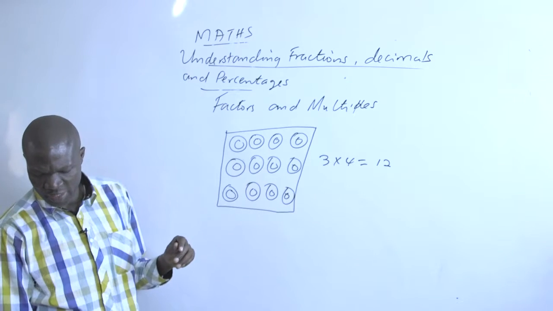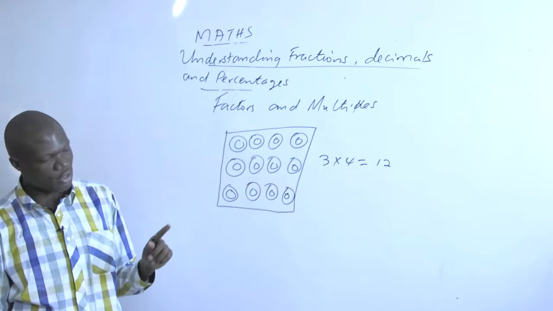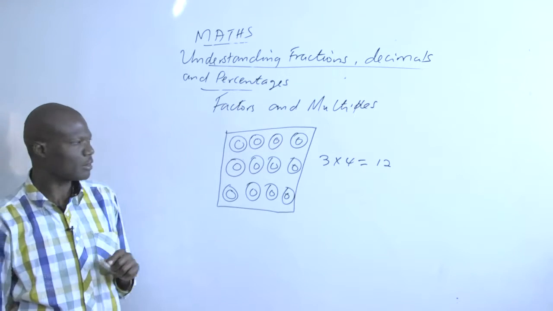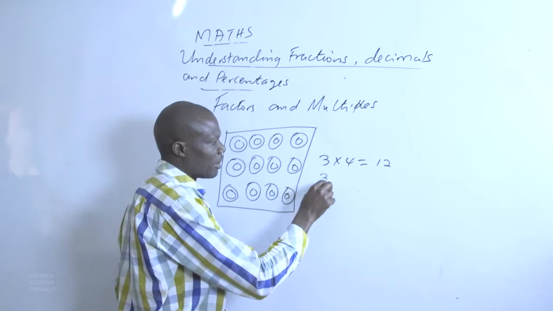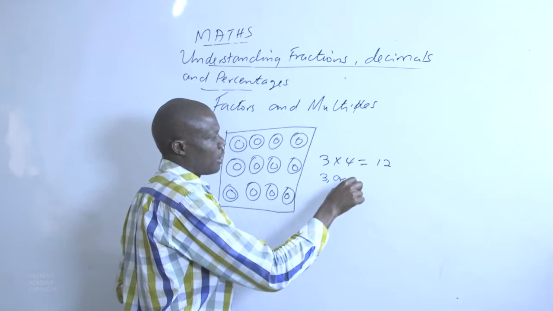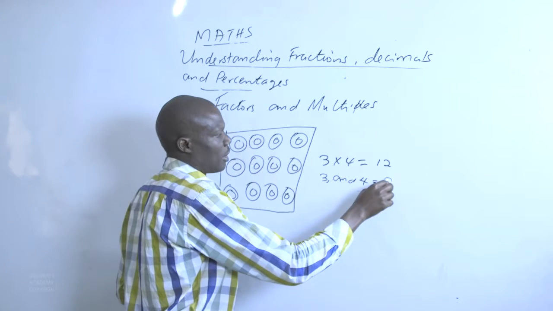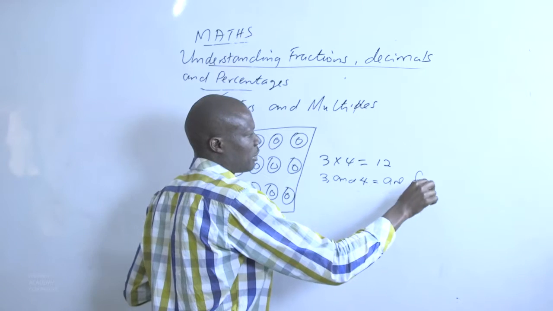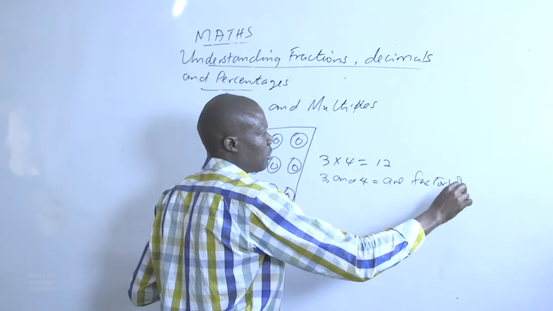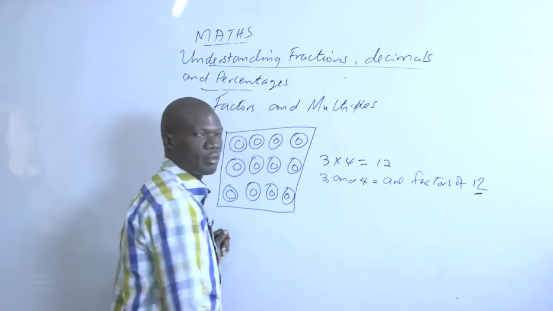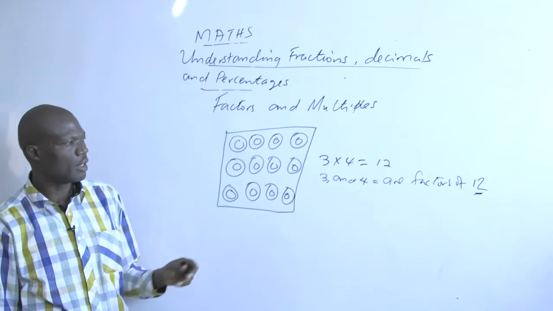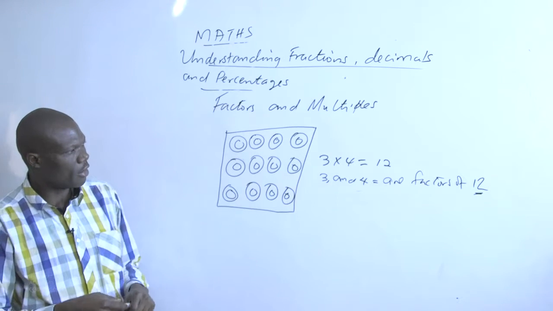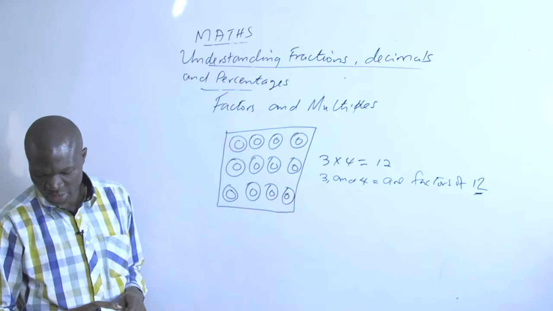So if that is the case, then we can say that 3 and 4 are factors of 12. 3 and 4 are factors of 12.